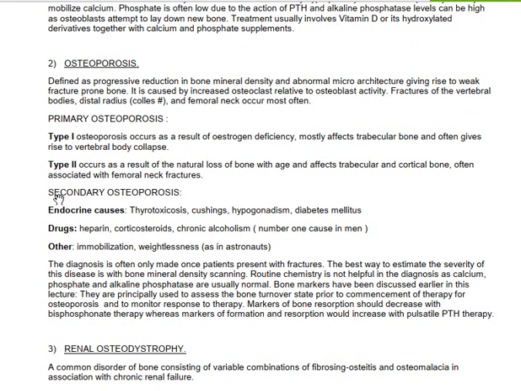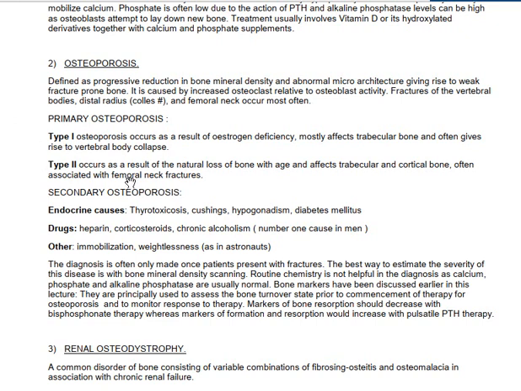There are two main types of osteoporosis. You can have primary osteoporosis and you have secondary osteoporosis. Primary osteoporosis is divided into type 1 and type 2. We have type 1 osteoporosis occurring as a result of estrogen deficiency. Is it clear? When you have estrogen deficiency, mostly when you have menopause, you have loss of trabecular bone and often vertebral body collapse. So the trabecular bone is affected, and you also have vertebral body collapse in the case of estrogen deficiency.